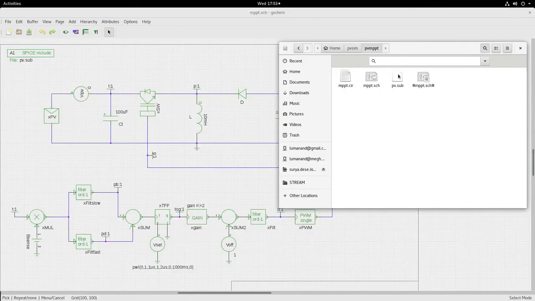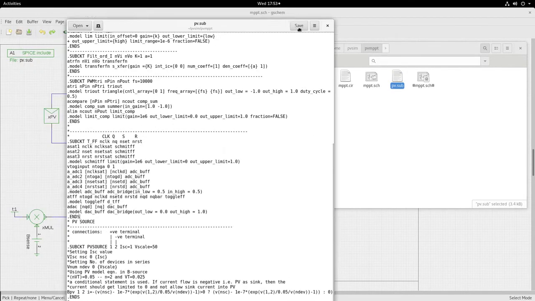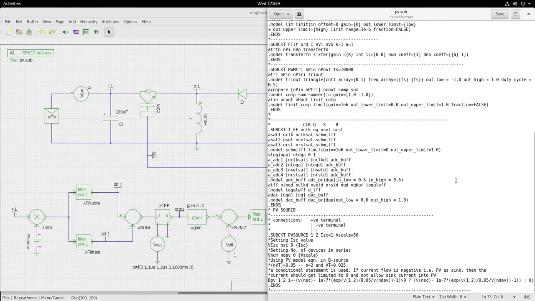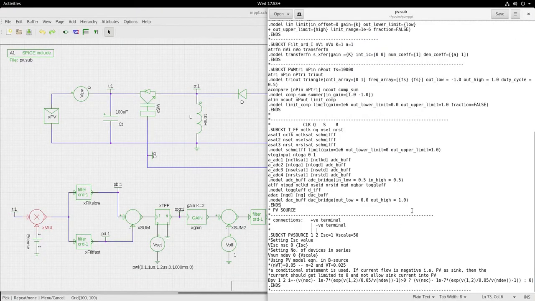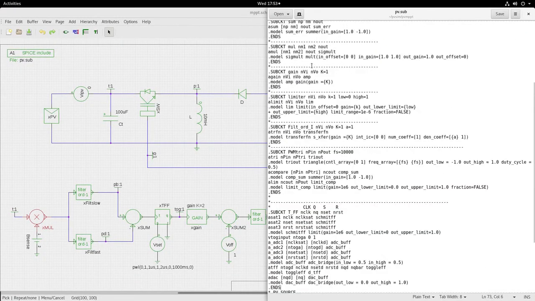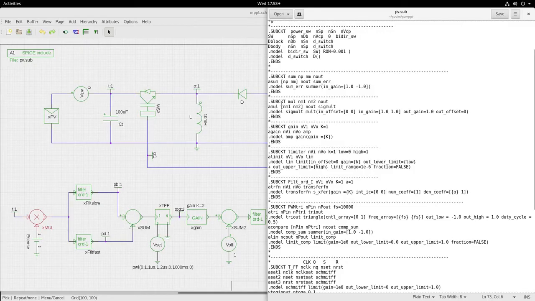Now I will open this pv.sub file and let us have a look at the subcircuit inside it. Let me keep it to one side. Okay. Now look at this multiplier block here. So this multiplier block is given here. Subcircuit multiplier block, node 1, node 2, output node. So that is what this is.